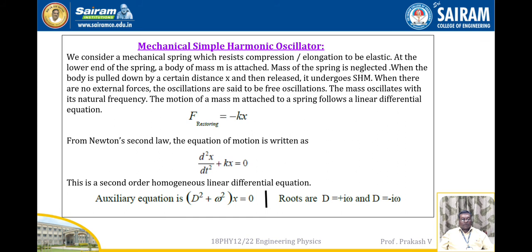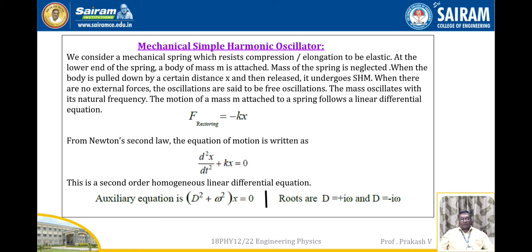Next, I am going to explain the mechanical simple harmonic oscillator. Consider a mechanical spring which resists compression or elongation and is an elastic material. At the lower end of the spring a body of mass m is attached. The mass of the spring is neglected here. When the body is pulled down by a certain distance, say x, and released, it will undergo simple harmonic motion. When there are no external forces acting upon the body, the oscillations are said to be free oscillations. The mass oscillates with its natural frequency here.